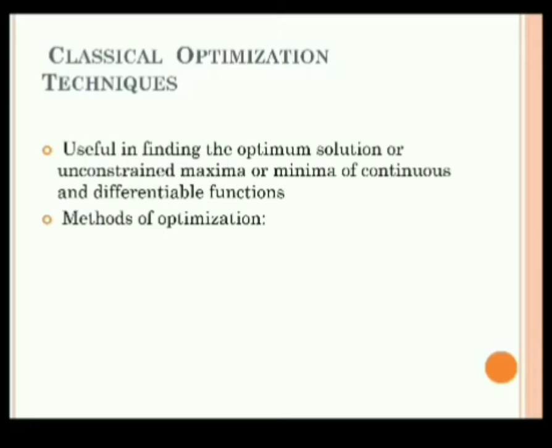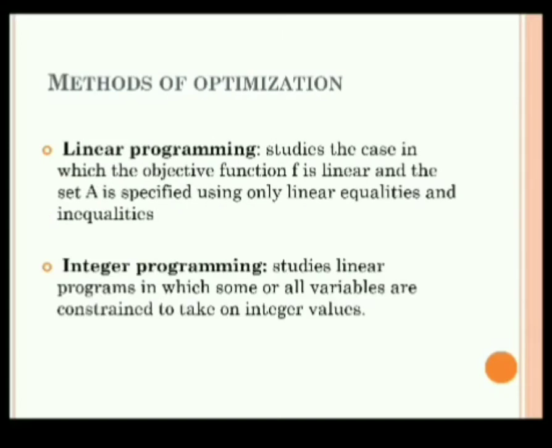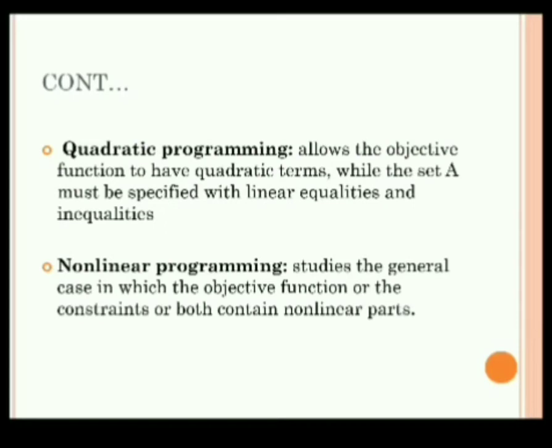So the other methods of optimization. First one is linear programming. It studies the case in which the objective function f is linear and a set A is specified using only linear equalities and inequalities. Integer programming is the study of linear programs in which some or all variables are constrained to take an integer value. Next, quadratic programming.